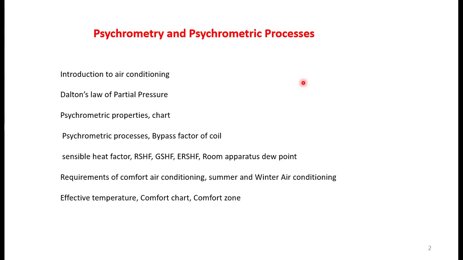But air conditioning is altogether a different process, where not only the temperature but the other parameters of the air should also be controlled, should also be regulated. Okay, so we'll see the definition of air conditioning. Then it is Dalton's law of partial pressure. This law of partial pressure will be used to solve the various numericals to find out the psychrometric properties, which are nothing but properties of air and water.